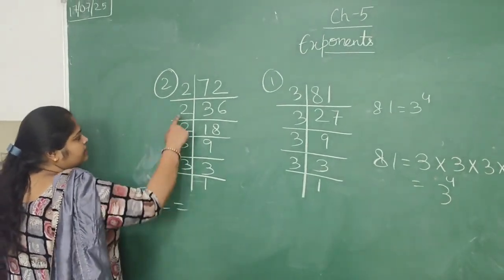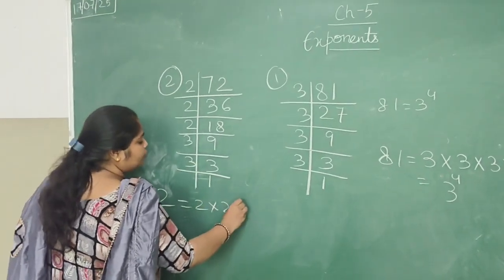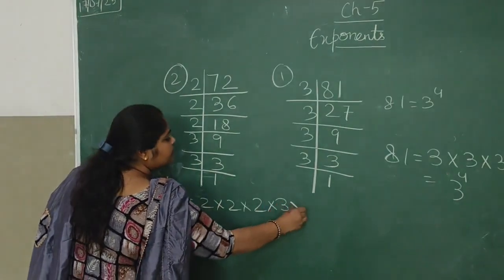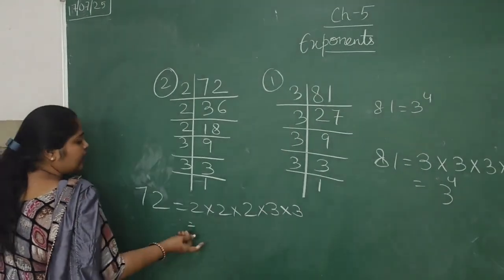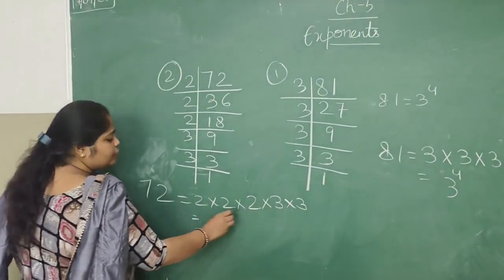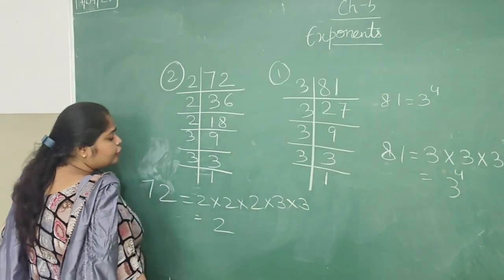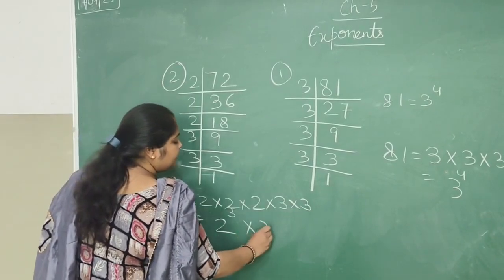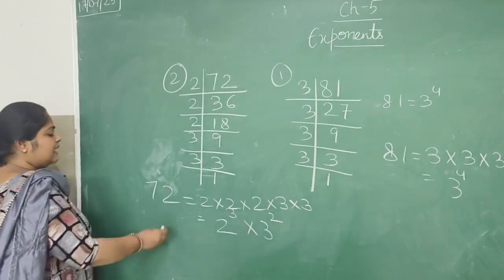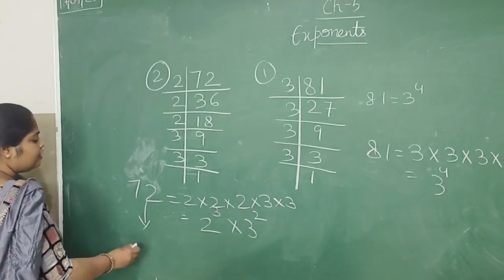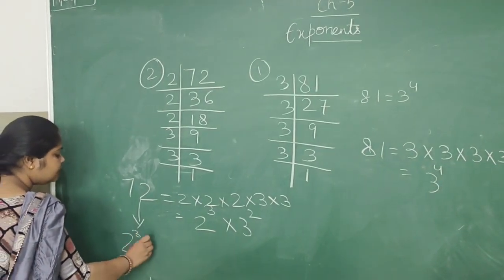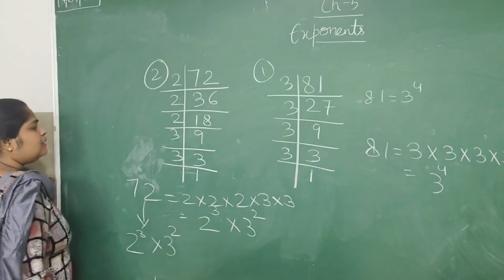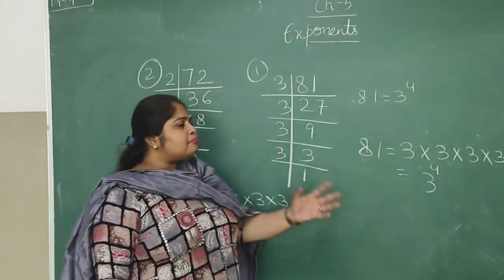Now write all the factors. It is 2 multiply 2 multiply 2 multiply 3 and 3. And now you very well know how you can give the exponential form to this expression. It is 2 to the power 3 multiply 3 to the power 2. So directly, if you want to write the exponential form of 72, it is 2 to the power 3 multiply 3 to the power 2. So these are the simple numbers.